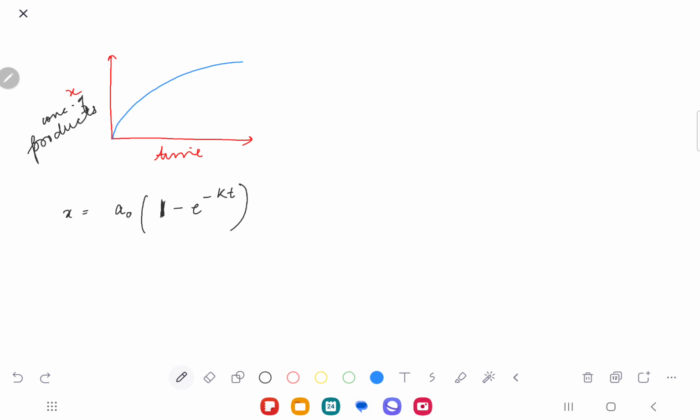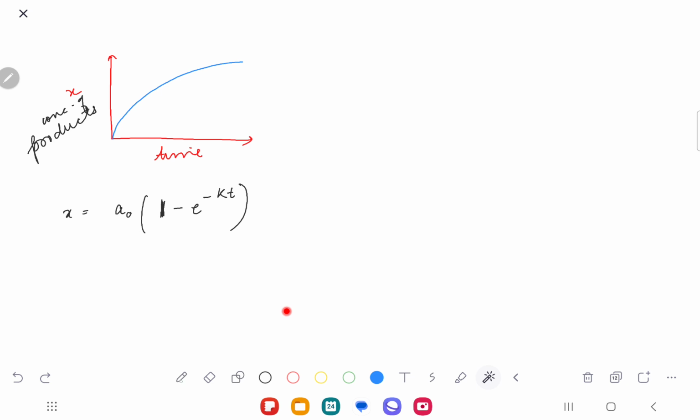You understand? Yes, ma'am. And initially it increases immensely, and then gradually the slope lowers down, because the collisions of the reactants are decreasing. So the products are also not being formed at a quick rate.